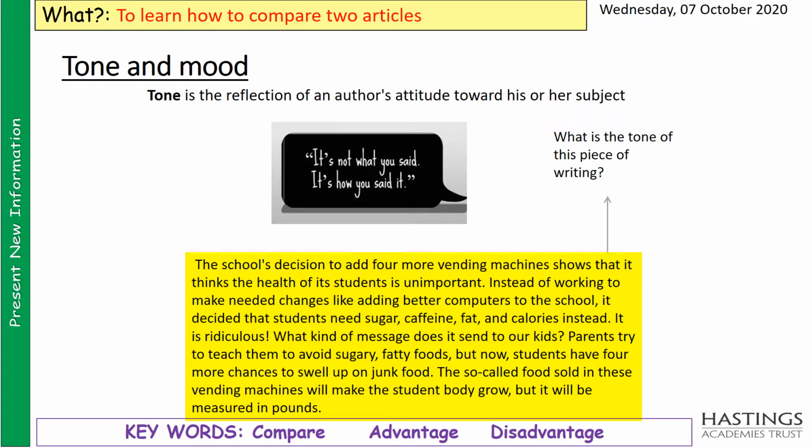Okay, so for this particular example, the author, the person who wrote this, is really quite angry, right? Their attitude towards the new vending machines is really angry. So that's the tone of that piece of writing.